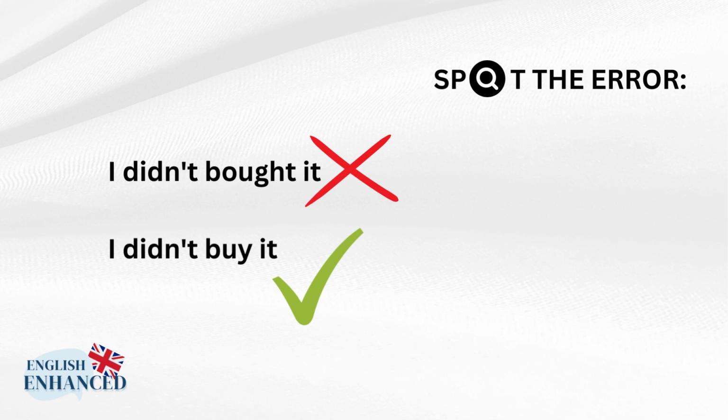Buy is the infinitive of the verb, and it is used without an -ed ending when used in the negative past tense with "didn't." The past tense of buy is bought, but in the negative past tense, we do not use the past form bought. Instead, we use the base form or the infinitive, buy. So the correct version: "I didn't buy it."